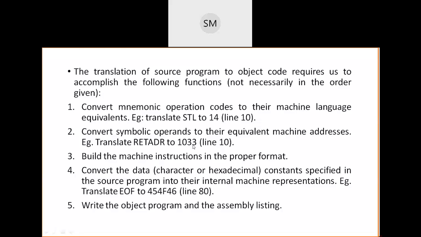Now next is the third step: build the machine instructions in a proper format. What you have to build? You have to build a machine instruction. Of course, you have done this also. Since you are studying the SIC machine, there is only one instruction format, of length 24 bits. The first 8 bits are for the opcode, then 1 bit for the flag bit X, then 15 bits for the address.